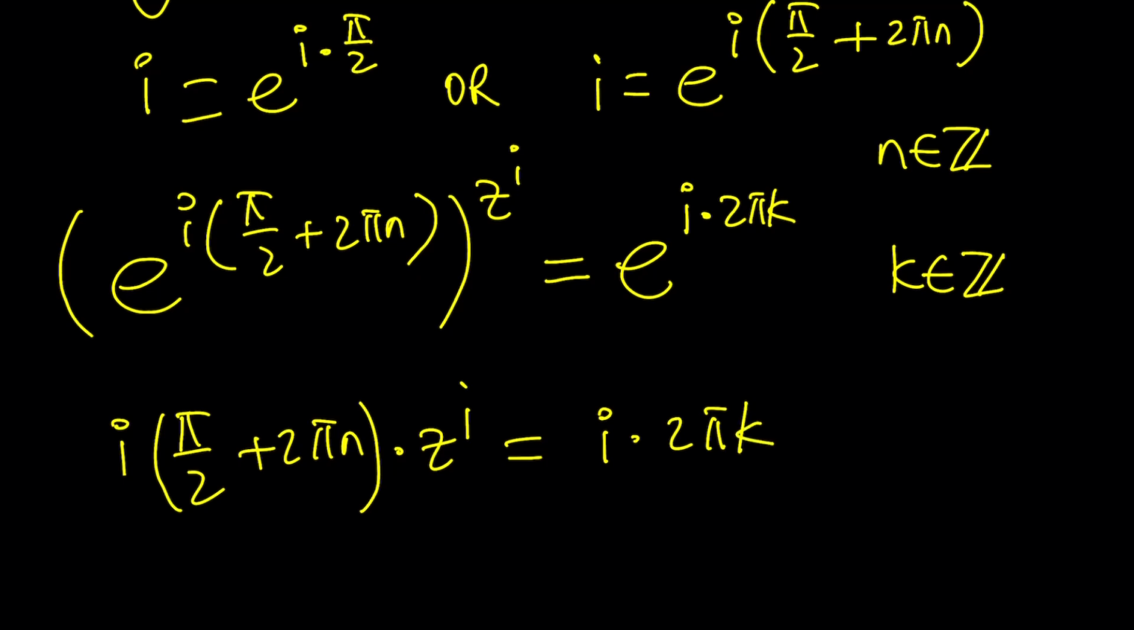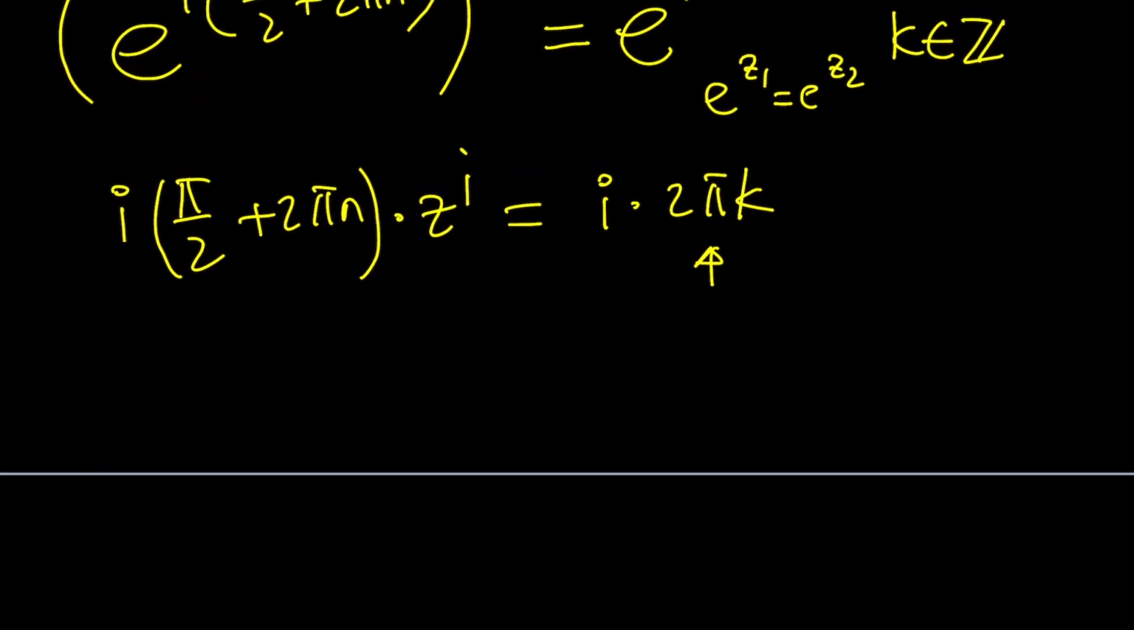If you have e to the power z1 equals e to the z2, does that not imply z1 equals z2? If you natural log both sides, that's what happens. But those numbers are actually separated by some multiple of 2 pi ki, whatever. But we already have that, so we don't need to introduce another level of complexity, right? So this should be good enough, and now let's see where this takes us.